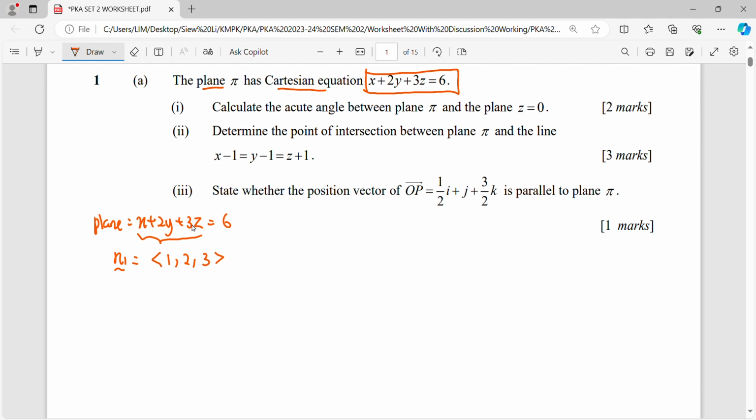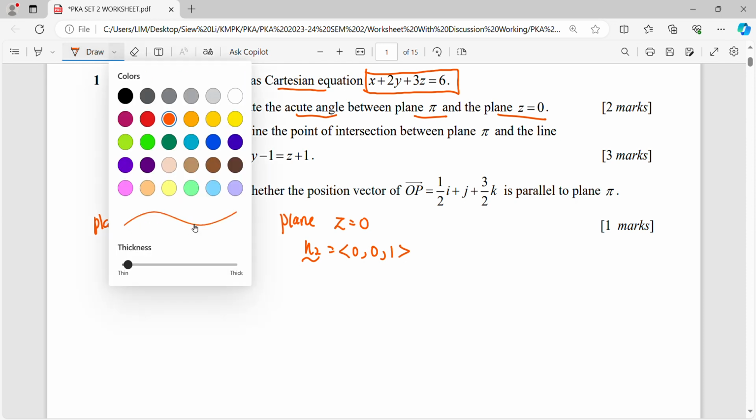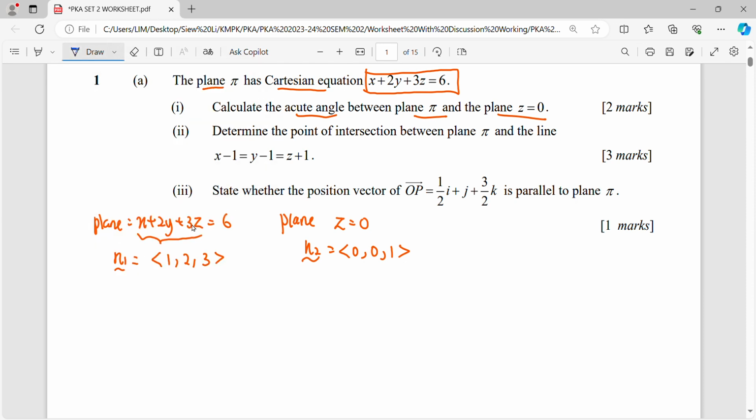The first question: find the acute angle between the plane and the plane z = 0. So for this other plane, what is the normal? We don't have x, we don't have y, so it's 0, 0, 1. So from the plane equation, take out the normal vector, then calculate the angle between two planes.